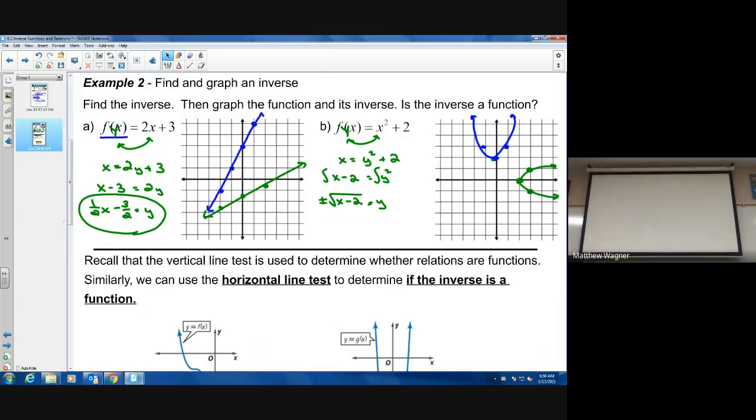The last piece of this is: is the inverse a function? Well, looking at the green graph we just drew, I can tell you it is not a function right now.